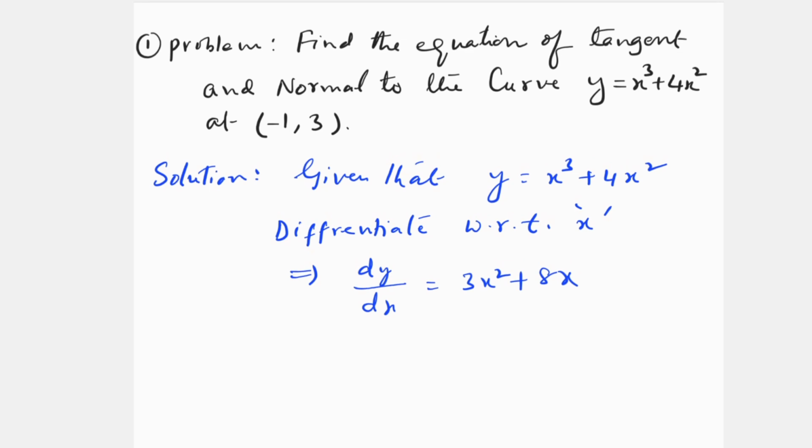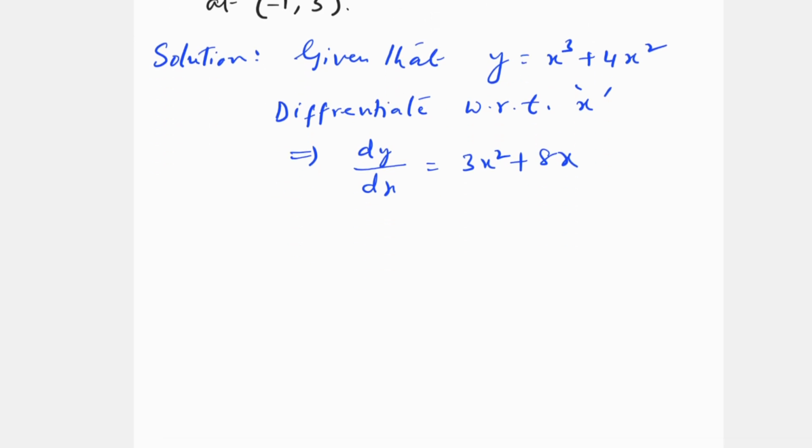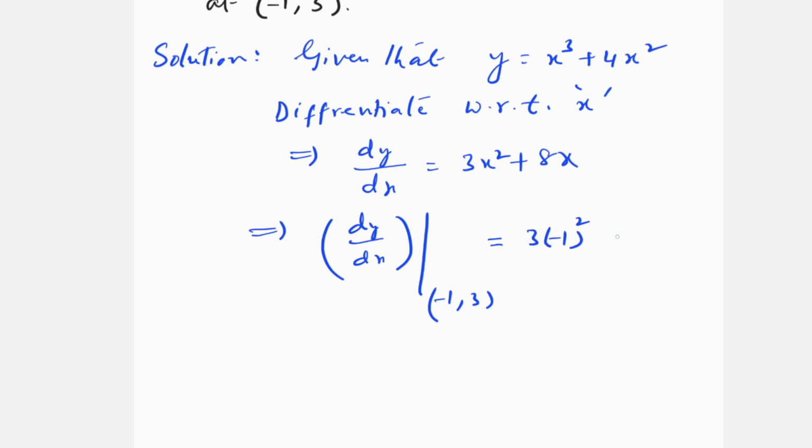Now you have to find dy by dx at point minus 1 comma 3. Wherever x is there, put minus 1. If y is there, put 3. Here only x is there, therefore we substitute minus 1. 3 into 1 plus 8 into minus 1, which is minus 8. 3 minus 8 is minus 5. This you can take as slope m.